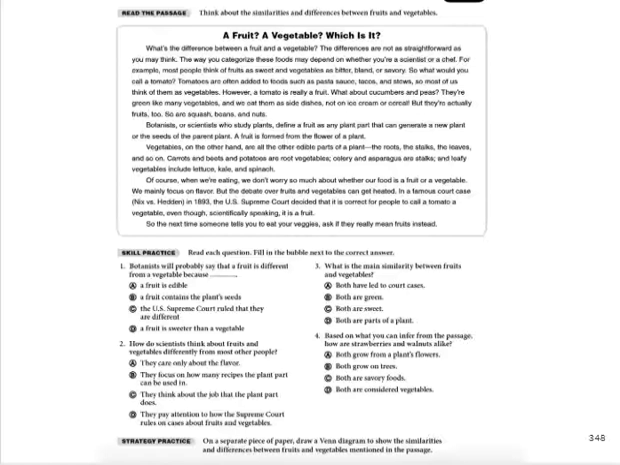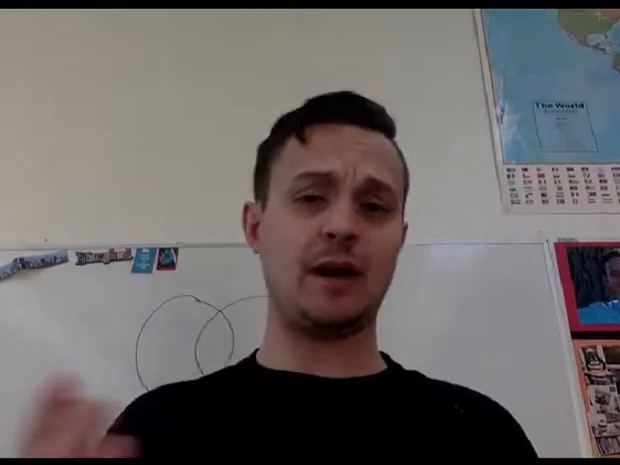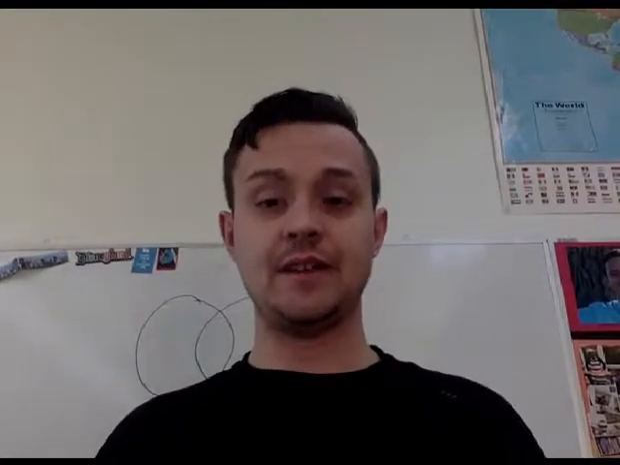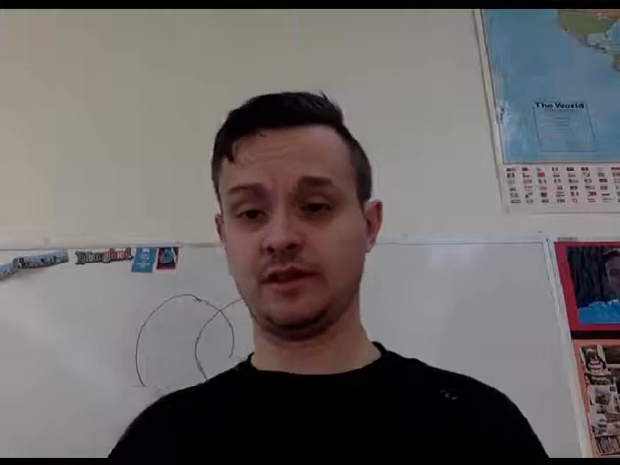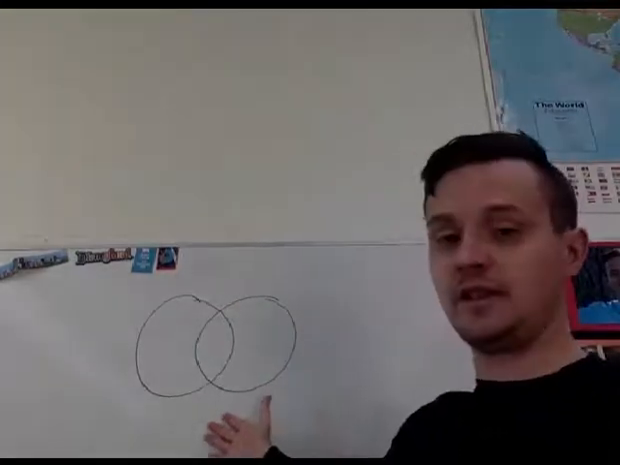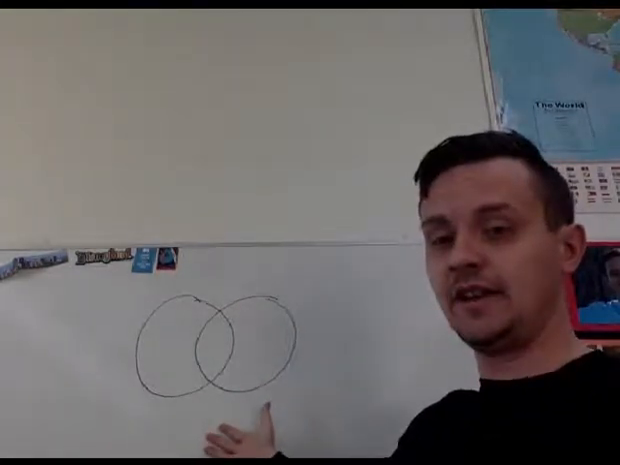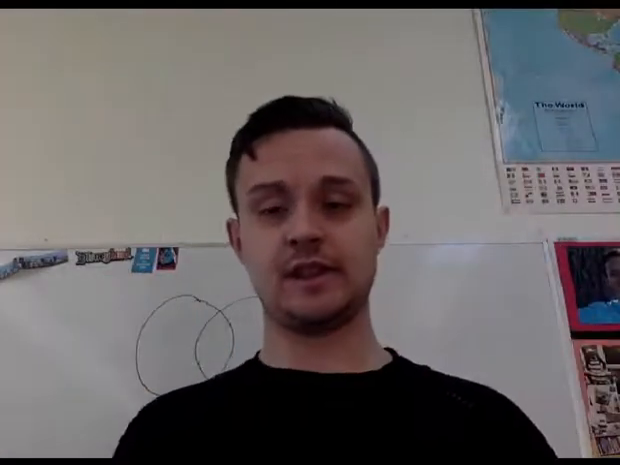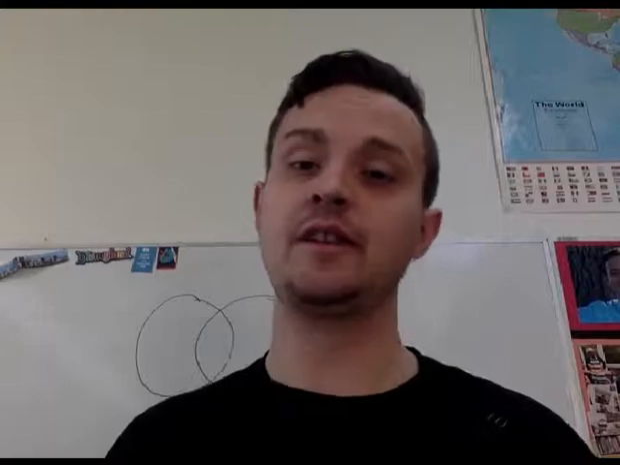Strategy practice. On a separate piece of paper, draw a Venn diagram to show the similarities and differences between fruits and vegetables mentioned in the passage. Okay, now's your time to do it. You may have answered some of those multiple choice questions. You may have to go back and answer them, and then do the strategy focus. Draw yourself a Venn diagram with fruits and vegetables and fill in some of the similarities and differences. Then come back here for the answers.